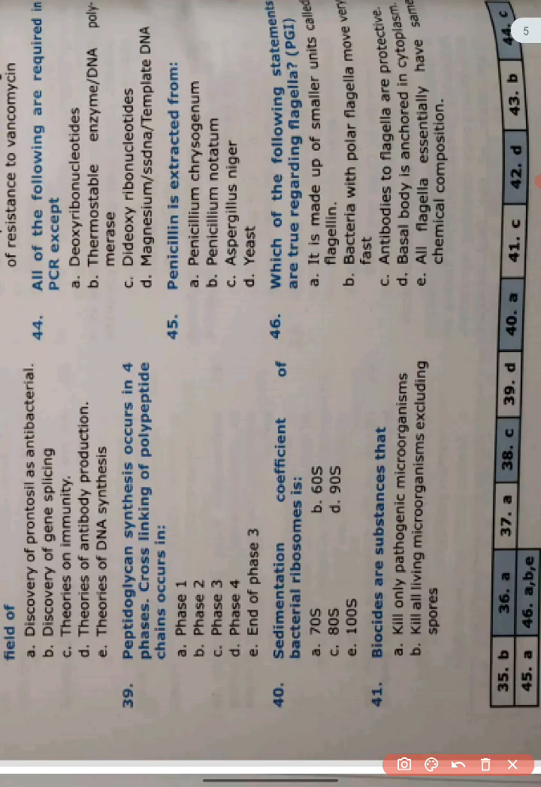Okay. Now, biocides are substances that. So, I want to tell one concept here. Based on the bacterial chromosome, we can get some knowledge about which antibiotic we can use and how. Antibiotic resistance is natural and acquired. Acquired is when there is a mutation and when there is a gene transfer.